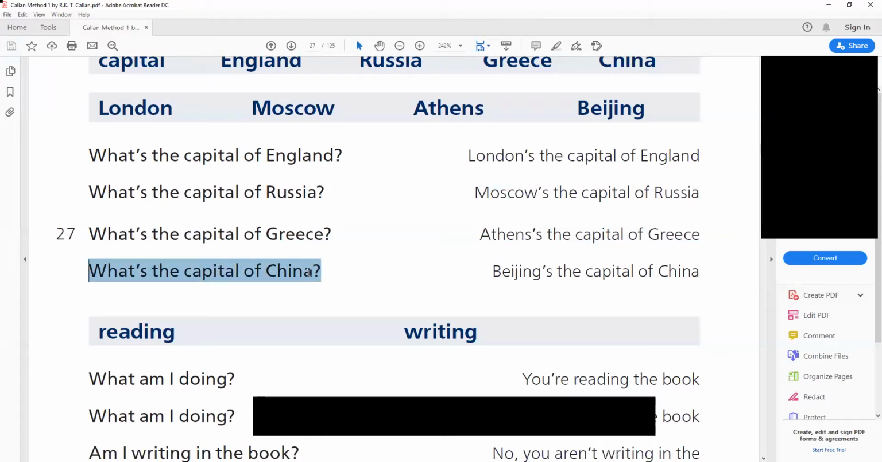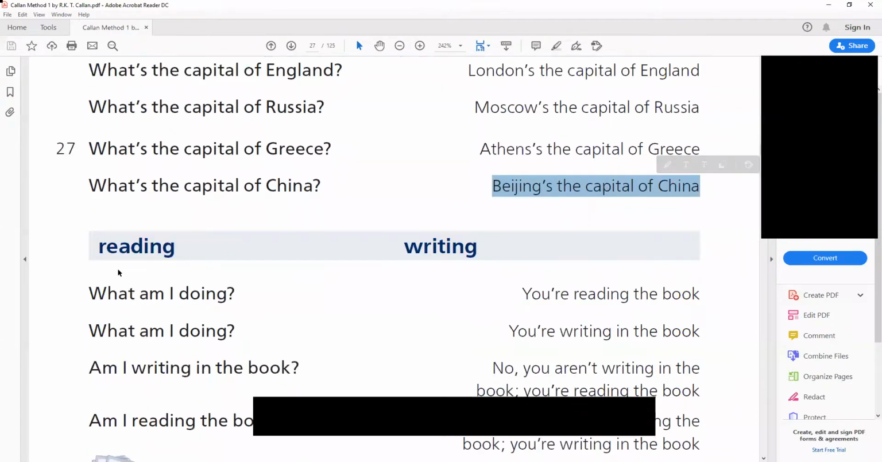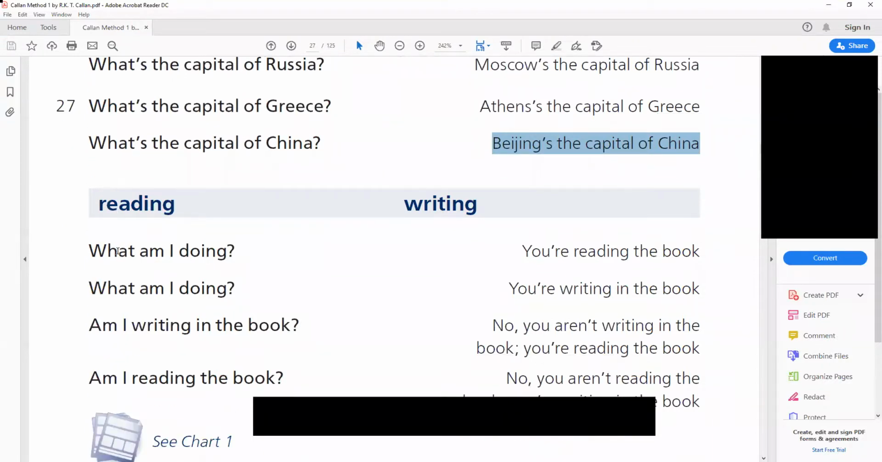Athens, the capital of Greece. What's the capital of China, Clemencia? What's the capital of China? Beijing is the capital of China. Capital, como si fuera una O. Capital of China. Beijing is the capital of China.